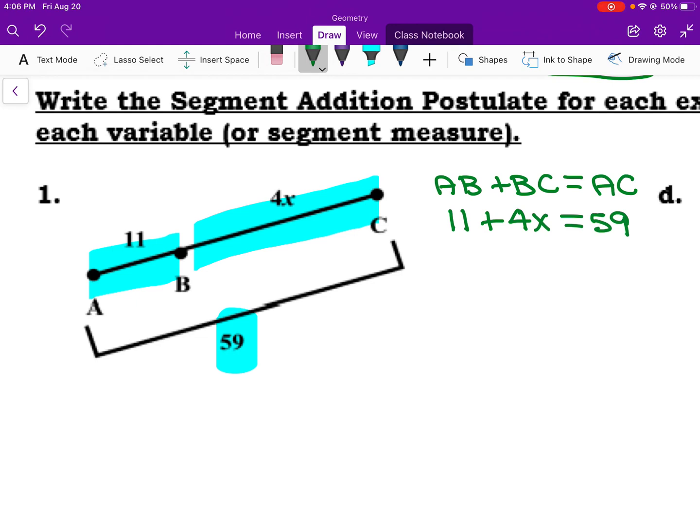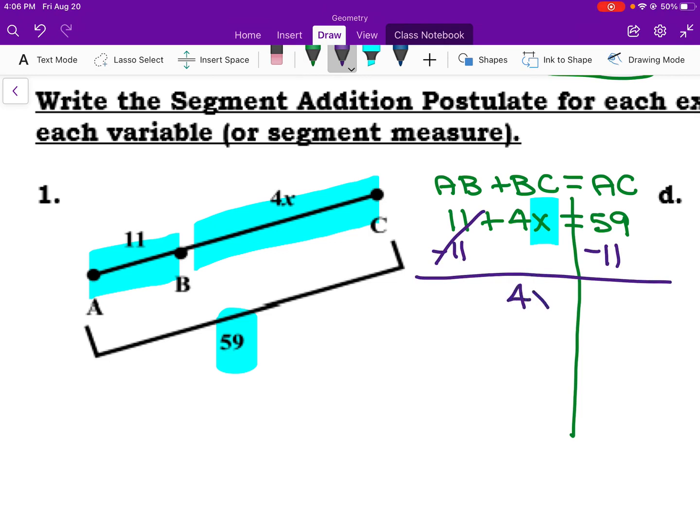And so just like we did up above, where I'm trying to isolate my variable, I want to get x by itself here. So I need to employ all of my inverse operations, which in this case would be subtracting 11 from both sides so that they cancel. Bring down my 4x. This will equal 48. I now want to divide both sides by 4 because that undoes the multiplication, and I'll find that x equals 12. So that was the measure of just my variable.